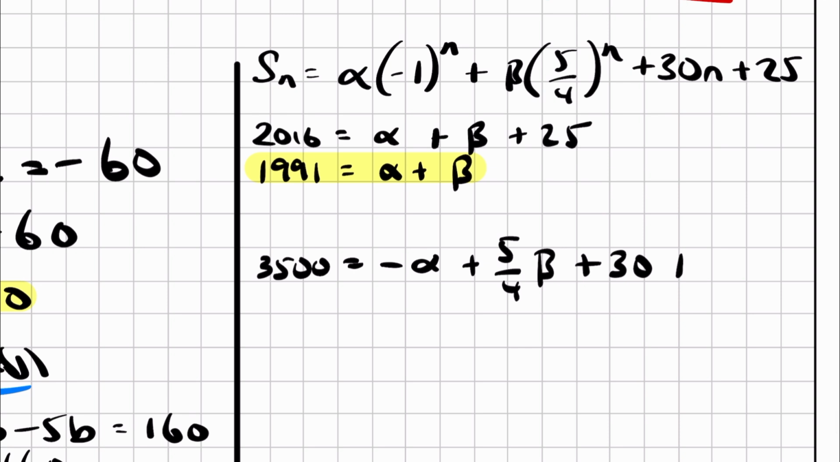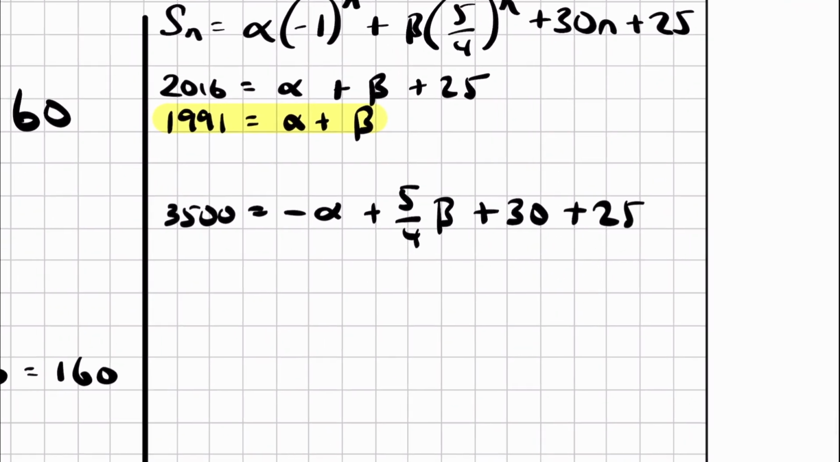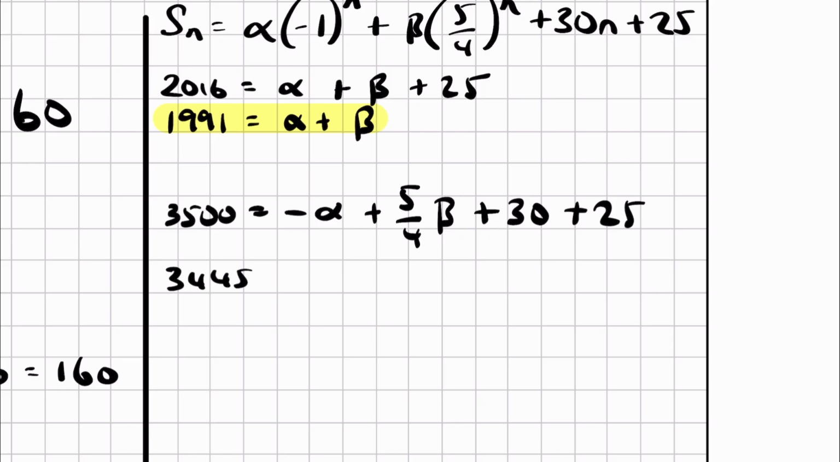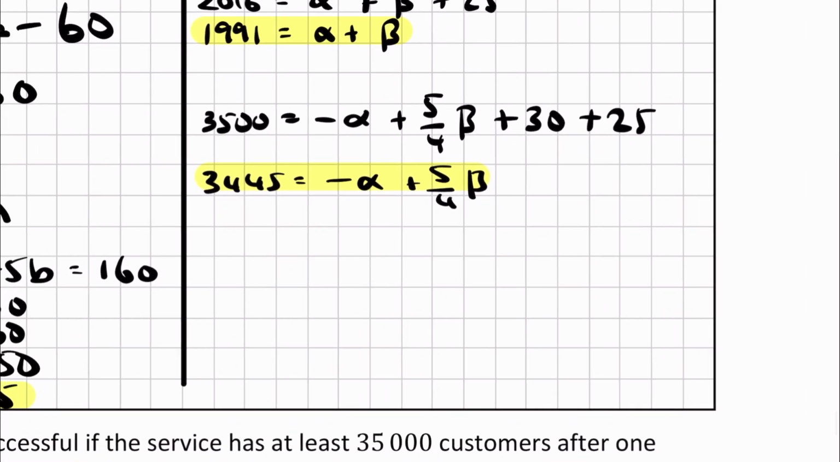30 plus 25. And again, let's move the 30 and 25 over to the other side. So now minus 30, minus 25. So I get over here on the right 3,445 equals minus alpha plus 5 over 4 beta. And that's my second simultaneous equation. I'm going to just add these bad boys together.